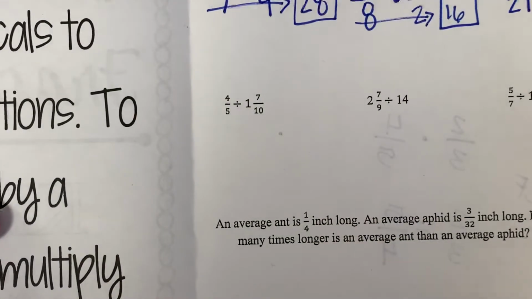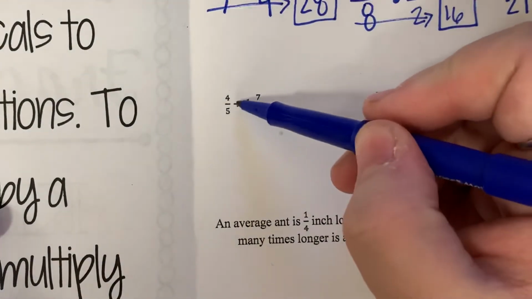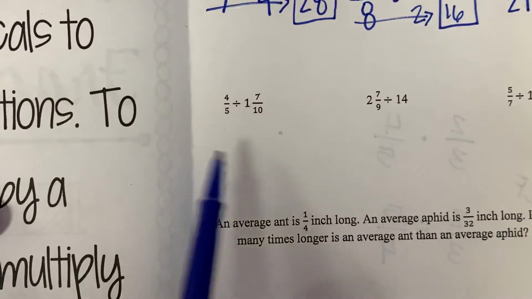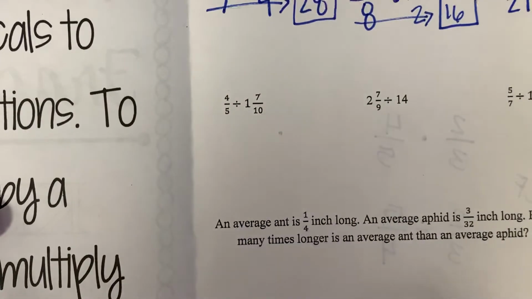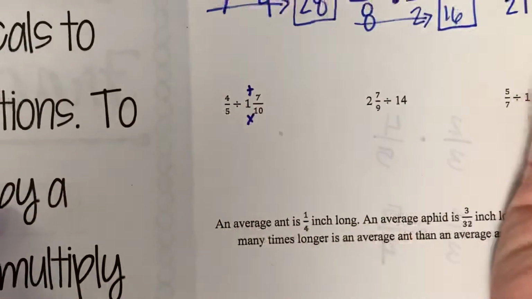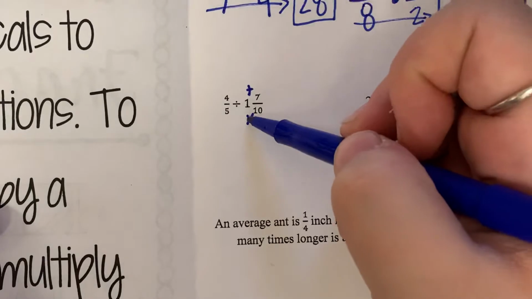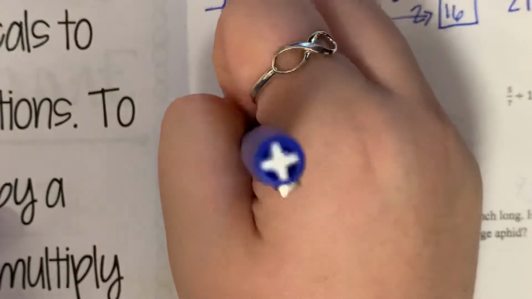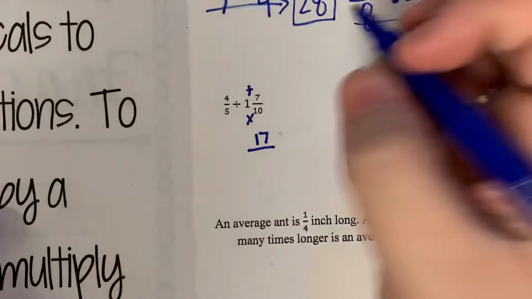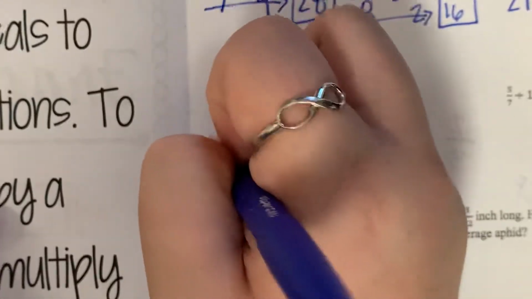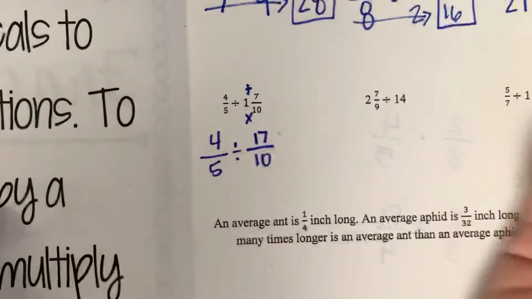Okay, on the next one, you have 4/5 divided by 1 and 7/10. So before we do this, we need to make this an improper fraction. So we're going to do our Texas, little t, little x. 10 times 1 is 10, plus 7 is 17. So our new numerator is 17. We leave the denominator the same. So we have 4/5 divided by 17/10.